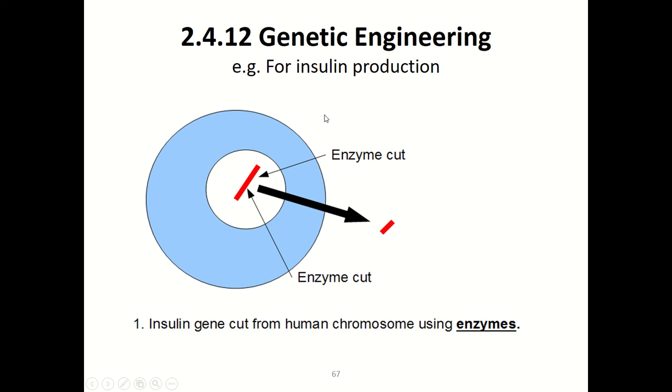So the first step is to obtain a human cell, go into its nucleus, and cut out the gene for insulin. Now, when this gene is cut out, it will have what's known as sticky ends, and we'll talk about that at the end. So for now, all we need to know is that the insulin gene, which is found in the human chromosome, is cut out, and that is completed using enzymes.